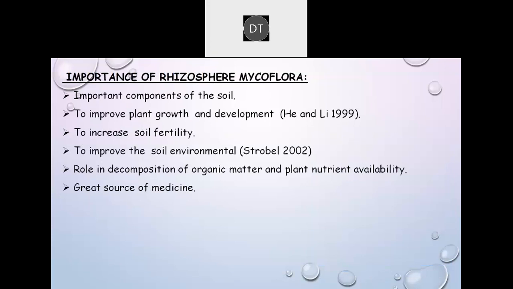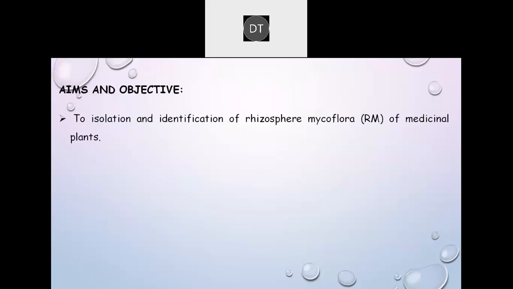Importance of the rhizosphere microflora. The microflora is an important component of the soil. Microflora improve plant growth and development, and increase soil fertility. They improve the soil environmental condition. They play a role in the decomposition of organic matter and plant nutrient availability. Fungal diversity is a great source of medicine, like secondary metabolites.